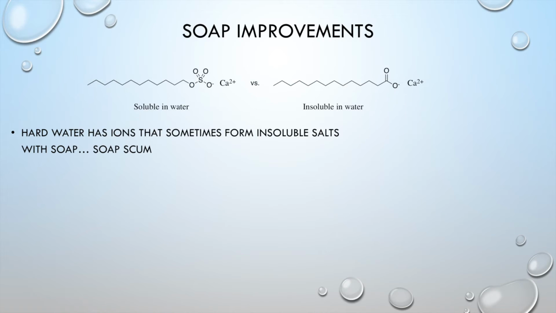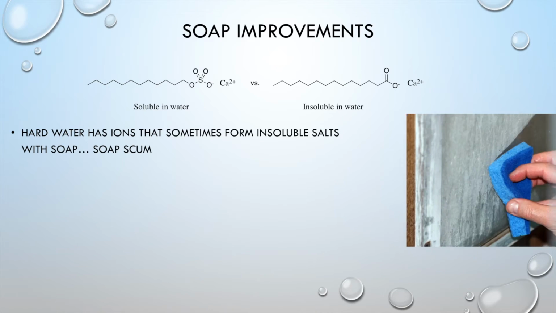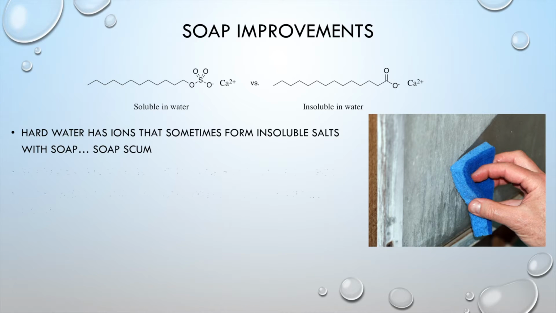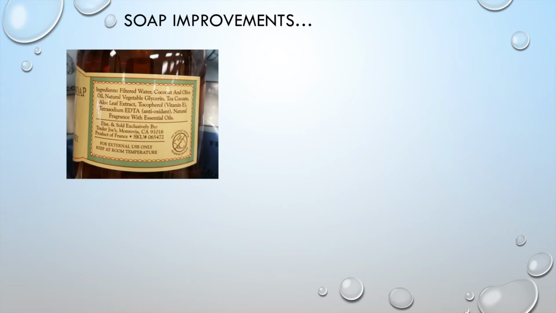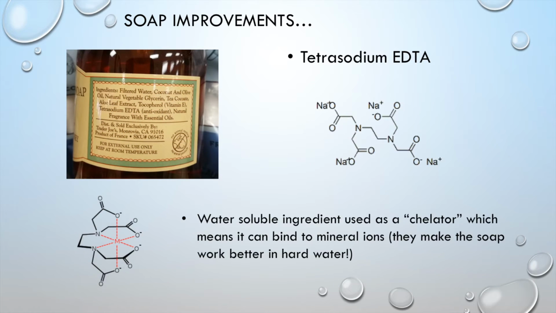Industrial soaps are more than just soap. There are chemicals that are added to increase the solubility of the soap in hard water. Hard water is just water with ions like calcium and magnesium. The soap can bind to these metal cations, forming insoluble salts, aka soap scum. Sodium lauryl sulfate doesn't form insoluble salts with hard water ions because of its sulfate head. Therefore, no soap scum. EDTA is added to soaps since it binds to metals and prevents the soap from forming insoluble salts.